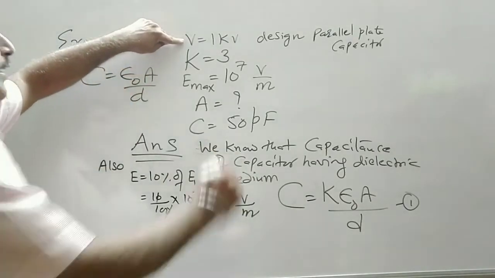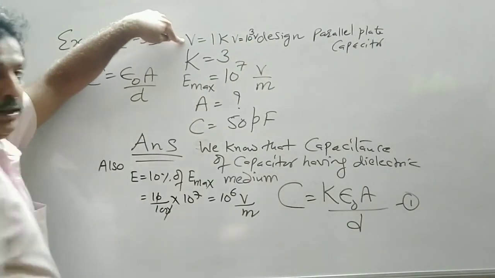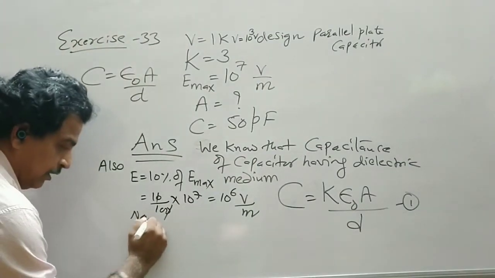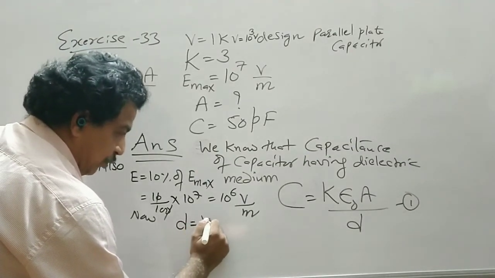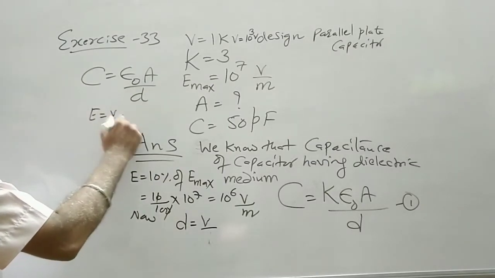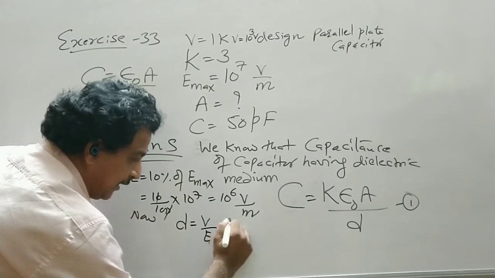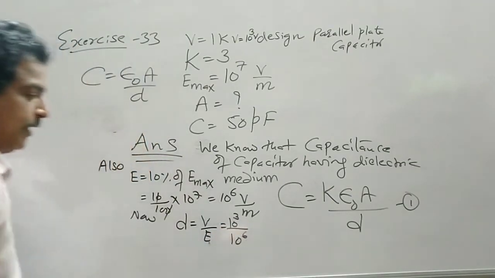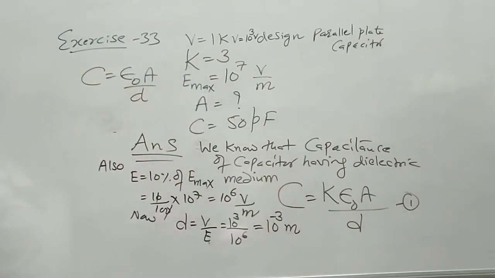Now V is 1 kilovolt. So that is 10³ volt. So I have to find out the distance. Now the distance between the two plates of the capacitor: E is equal to V by D. So D can be written as V by E. So that is equal to 10 raised to 3 divided by 10 raised to 6. So this is equal to 10 raised to minus 3 meter.